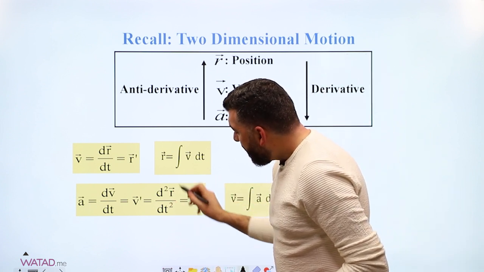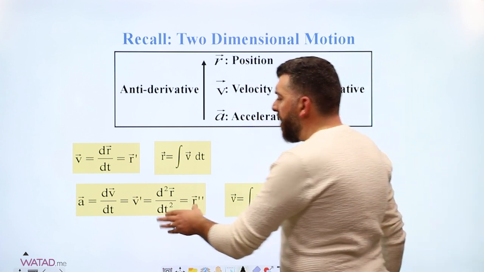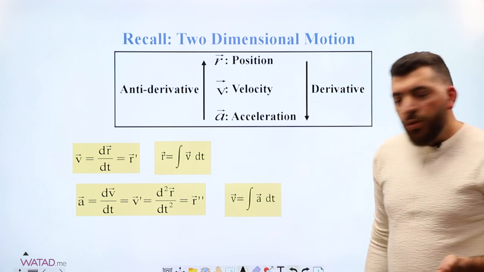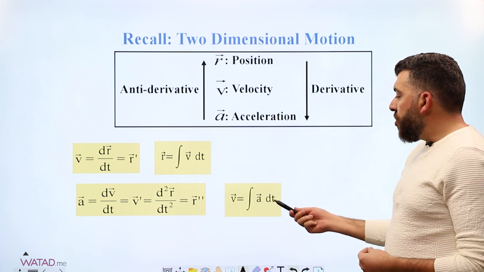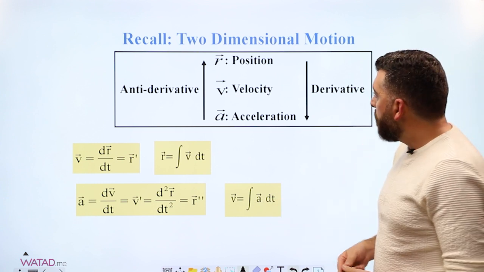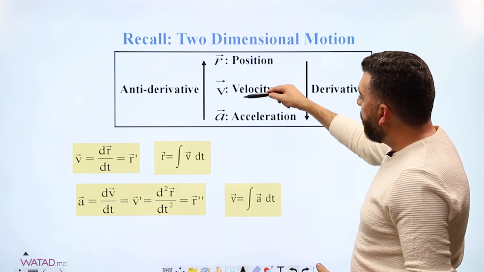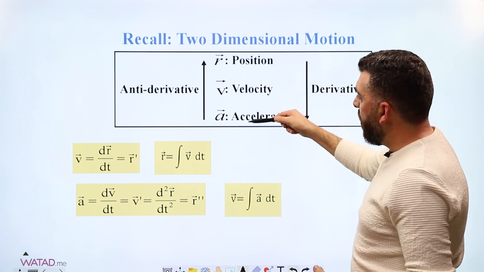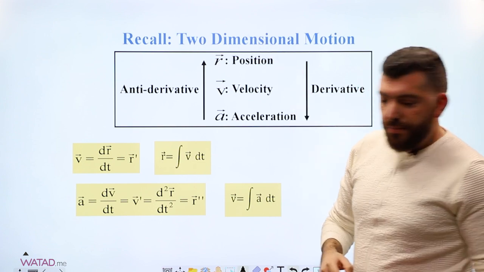This form we use mostly in mathematics. In physics, because all the derivatives are with respect to time, we use prime. Okay, and if you have the acceleration and you need the velocity, you can integrate the acceleration. So again, from r to v we derive, from v to a we derive again, double derivative from r to a. From a to v we integrate, from v to r we integrate.